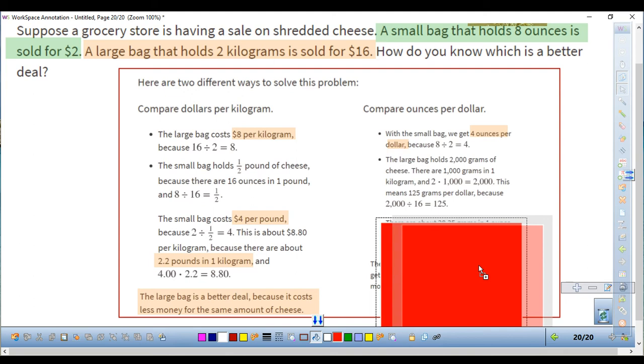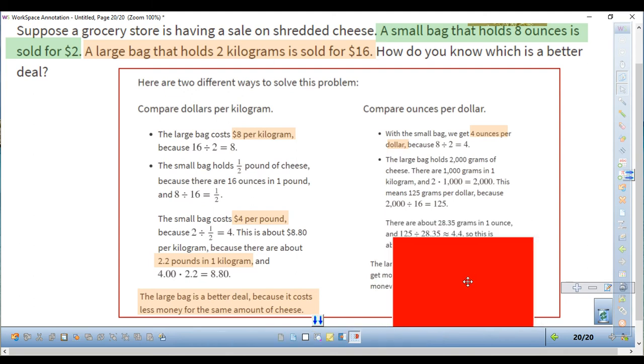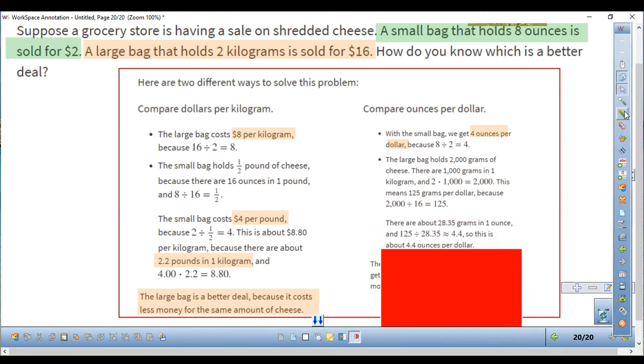And you are allowed to use a calculator for basically the whole of this unit. And there are about 28.35 grams in 1 ounce. So therefore, we need that information too. 125 divided by 28.35 is around about 4.4. That's about 4.4 ounces per dollar.